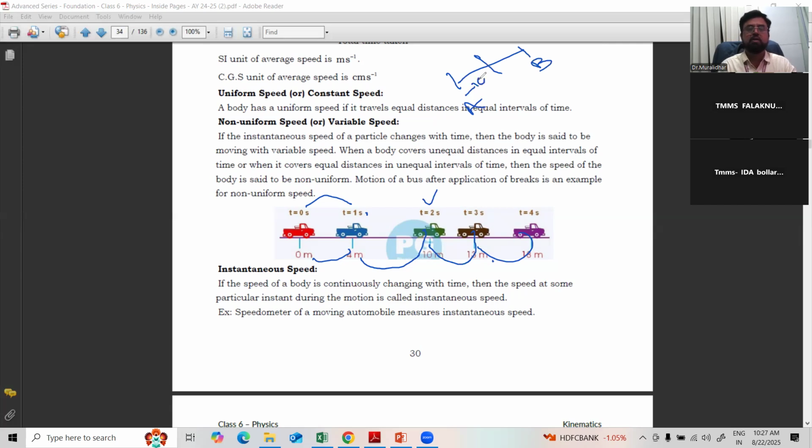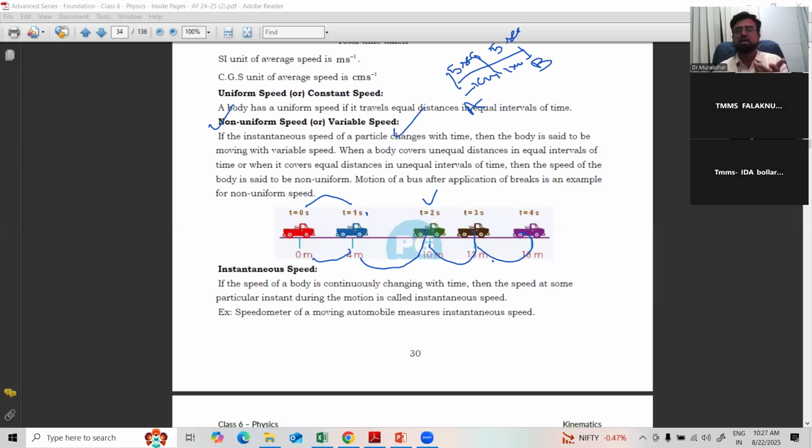This is 1 kilometer, this is 1 kilometer. The first 1 kilometer is moved in 5 seconds, the second also in 5 seconds, or 5 minutes, whatever it may be. When you move like this, we can call it uniform velocity, uniform speed. If not like this, there is non-uniformity. There is no constant, every time it is changing. Distance is changing, time is changing. That is called non-uniform or variable speed.